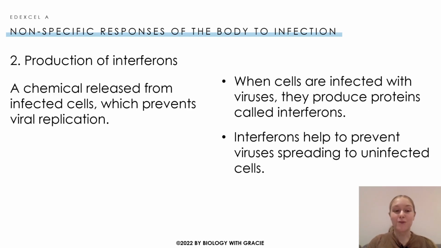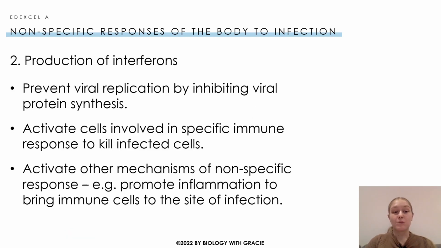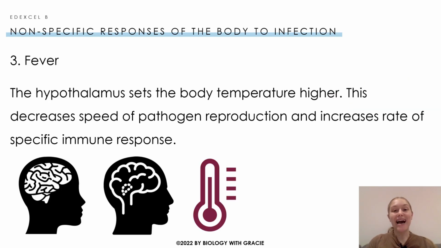That was inflammation. We've then got the production of interferons. So this is a chemical release from infected cells which prevents viral replication. So when cells are infected with viruses, they produce these proteins called interferons, and the interferons actually help to prevent viruses spreading to uninfected cells. The way that interferons prevent this viral replication is by inhibiting viral protein synthesis. So they activate cells involved in a specific immune response to kill infected cells, and they also activate other mechanisms of non-specific response, such as that promotion of inflammation to bring immune cells to the site of infection. So that was interferon production.